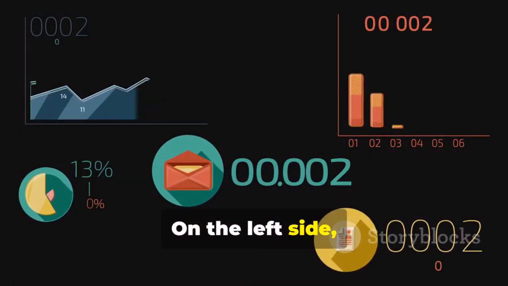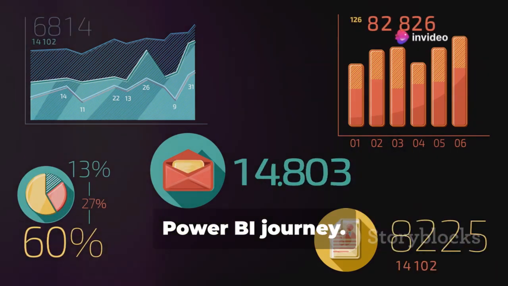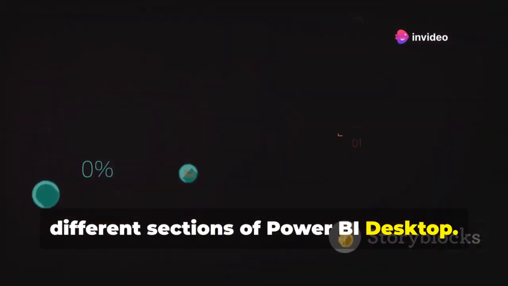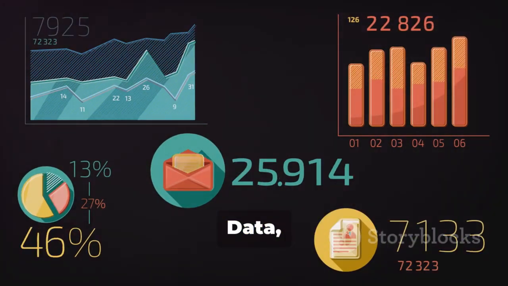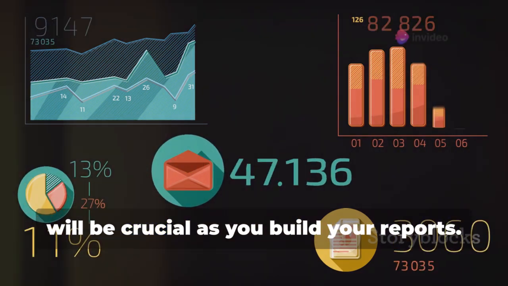On the left side, you'll find the navigation pane, your trusty sidekick throughout your Power BI journey. This pane will help you navigate through different sections of Power BI Desktop. It's divided into three main sections: Report, Data, and Model. Each section serves a unique purpose and will be crucial as you build your reports.